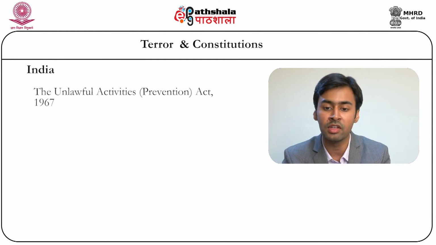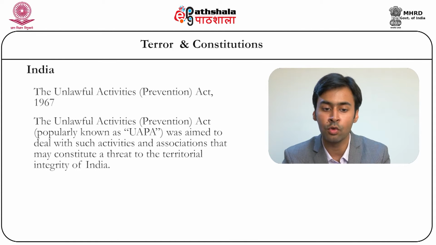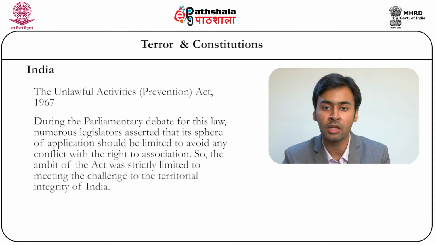Starting with the Unlawful Activities Prevention Act 1967, which is more popularly known as the UAPA, this was an act aimed to deal with such activities and associations that may constitute a threat to the territorial integrity of the nation. During the parliamentary debate for this law, numerous legislators asserted that its sphere of application should be limited to avoid any kind of conflict with the rights of association. So, the ambit of the statute was strictly limited to meeting the challenge of threats to the territorial integrity of India.